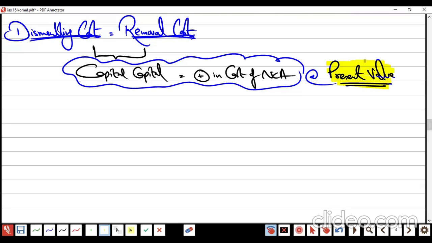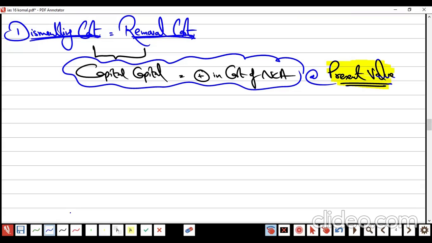How to calculate the present value? Very carefully understand that, please. Why? Because this present value calculation will come in your FR syllabus again and again. It's not only in IAS 16. It's going to come in different standards. So be careful and learn it very carefully.